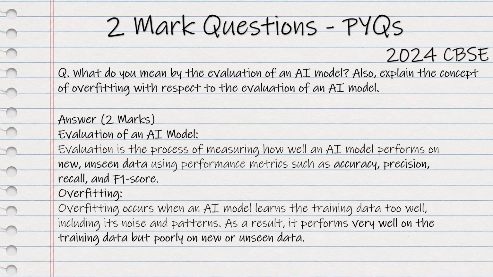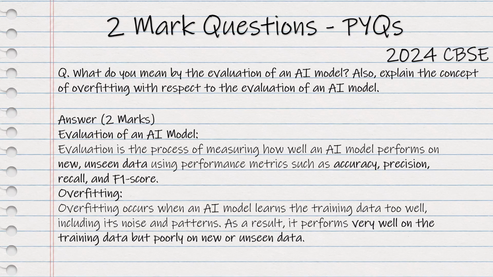2 mark question next: what do you mean by evaluation of an AI model? Also explain the concept of overfitting with respect to the evaluation of an AI model. So here the definition is given. Evaluation is the process of measuring how well an AI model performs on new unseen data using performance metrics such as accuracy, precision, recall and F1 score.